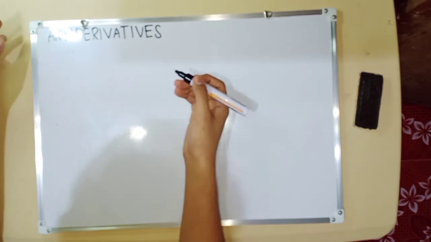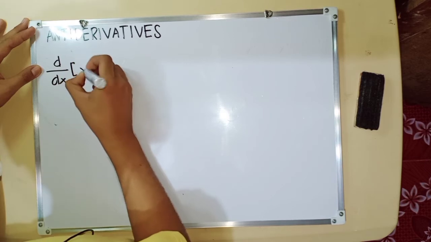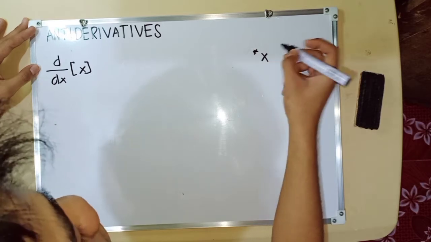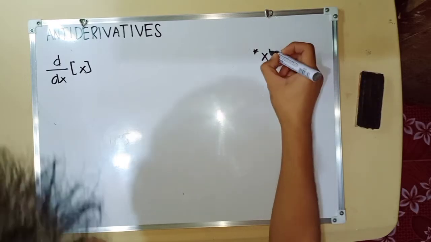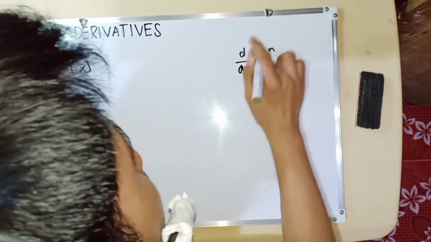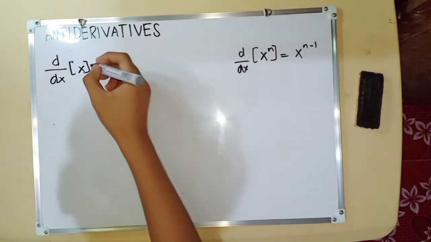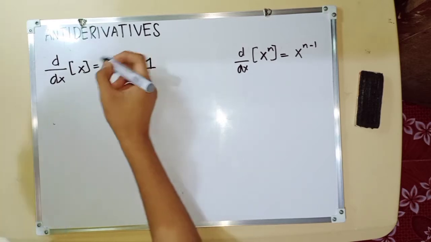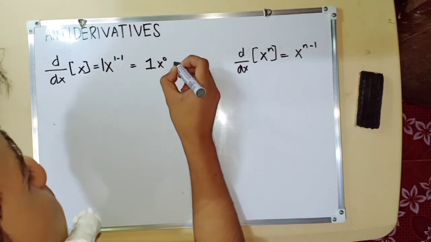So example, hinahanap natin ang derivative ng x. Gamit ang power rule sa derivatives, which states that the derivative of x raised to a number n is equal to n times x raised to that number minus 1. So ang derivative ng x ay 1 times x raised to 1 minus 1, is equal to 1, dahil may exponent dito na 1. So 1 ang derivative ng x.